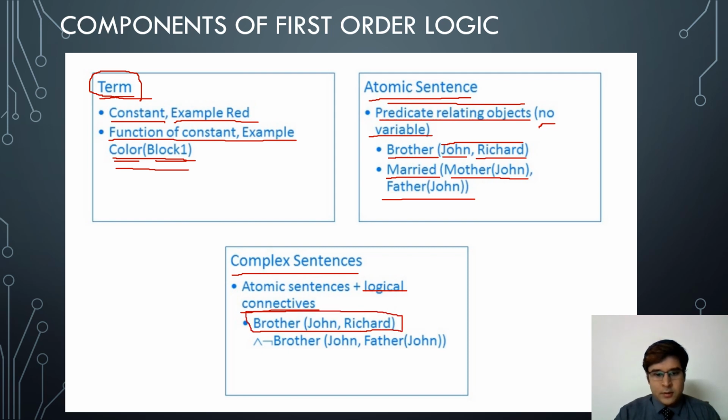And "John and father of John are not brothers." This is another atomic sentence, which is shown from here. These both are connected by this logical connective AND. So this is the complete complex sentence from here to here.